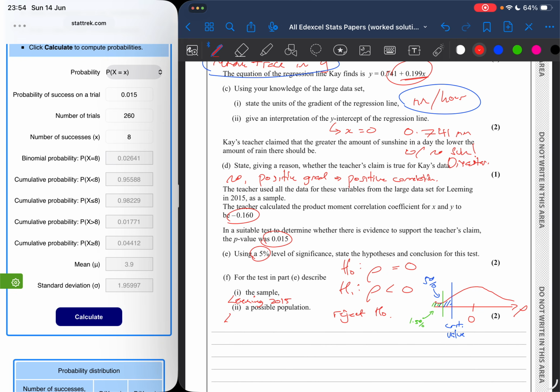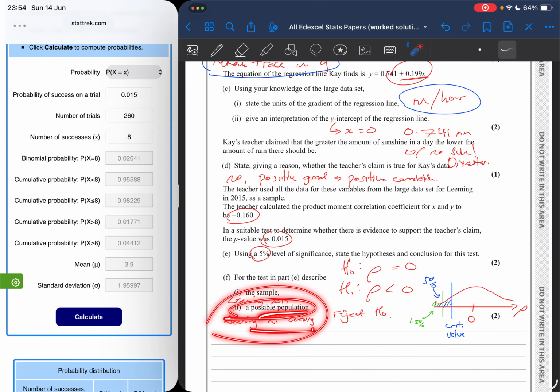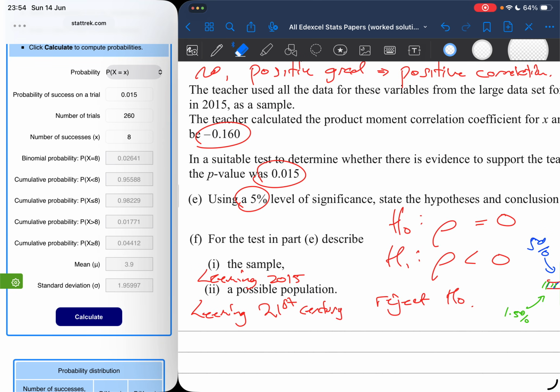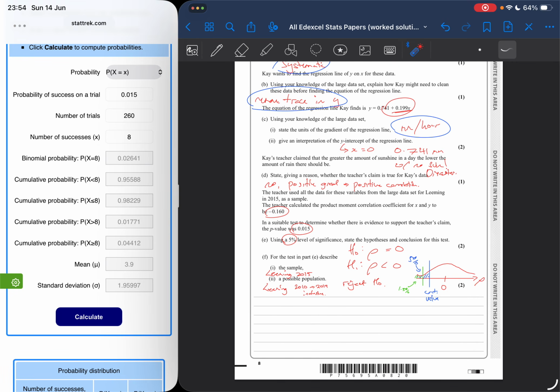Possible population, we could just do Leeming in the whole 21st century. You could do that, do you mean? Even that hasn't happened yet, that could be in the future. It doesn't say anything about the time that's going to happen. If you want to get a little bit more technical, you could rewrite that as the 2010s, so 2010 to 2019 inclusive, just to make sure we know we include them all. And yeah, that looks good to me.